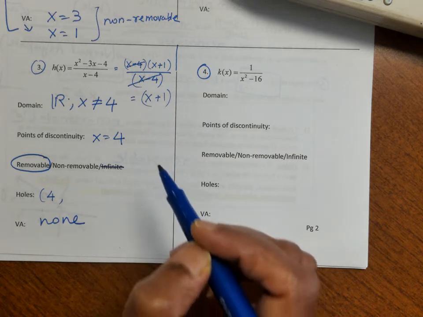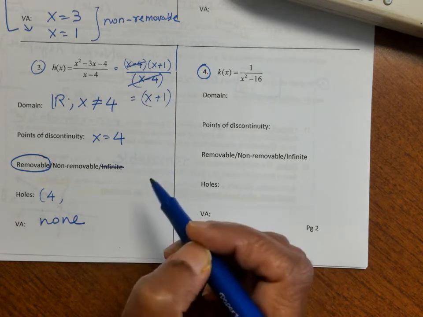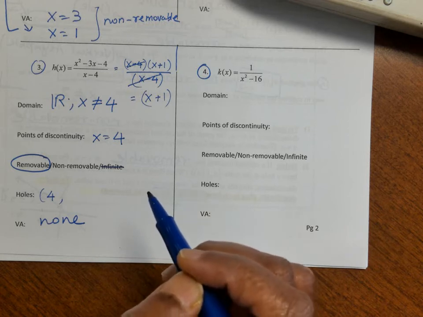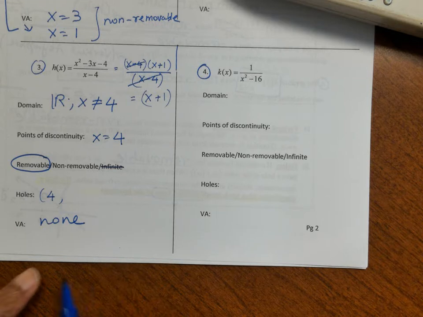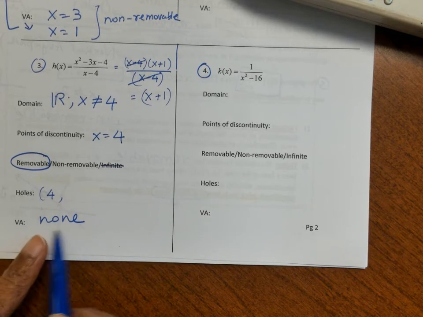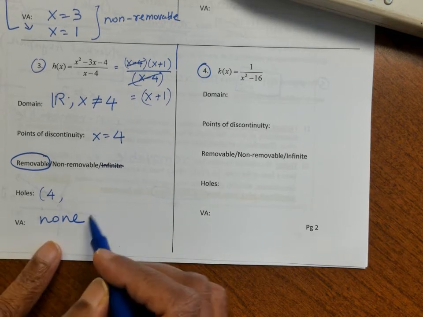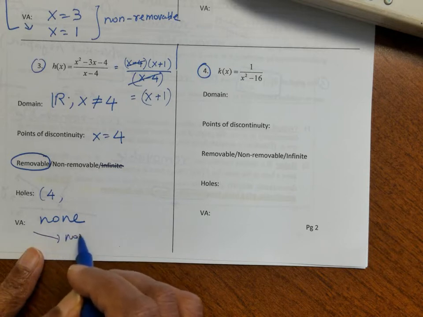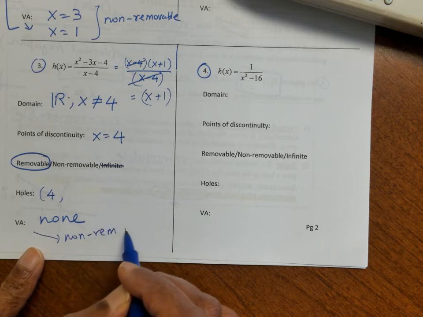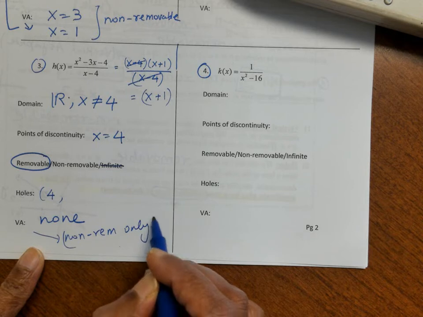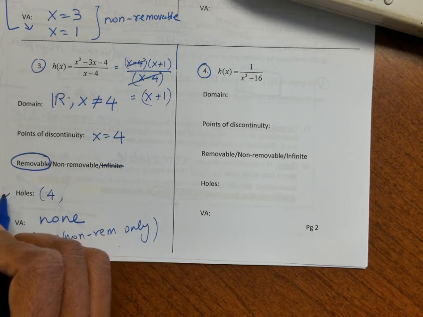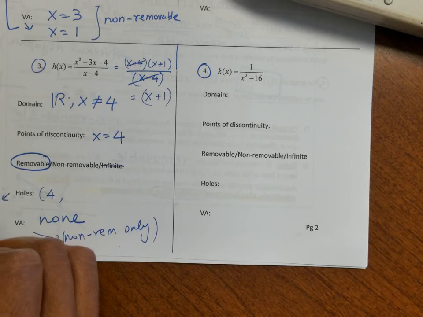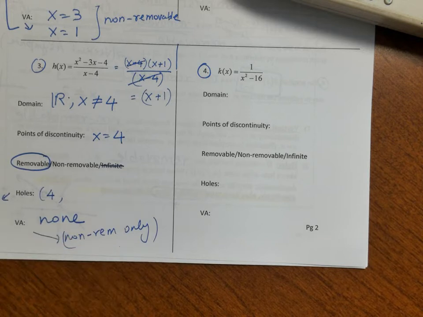Okay guys, keep in mind sometimes we'll have a combination of removable and non-removable. We will see that. So that's a hole. So I straight away said there are no vertical asymptotes, because vertical asymptotes are basically non-removable only. And I don't have non-removable, right? But I have a hole because hole is removable. I keep telling myself that because I'm just learning. Hole is removable, vertical asymptote is non-removable.